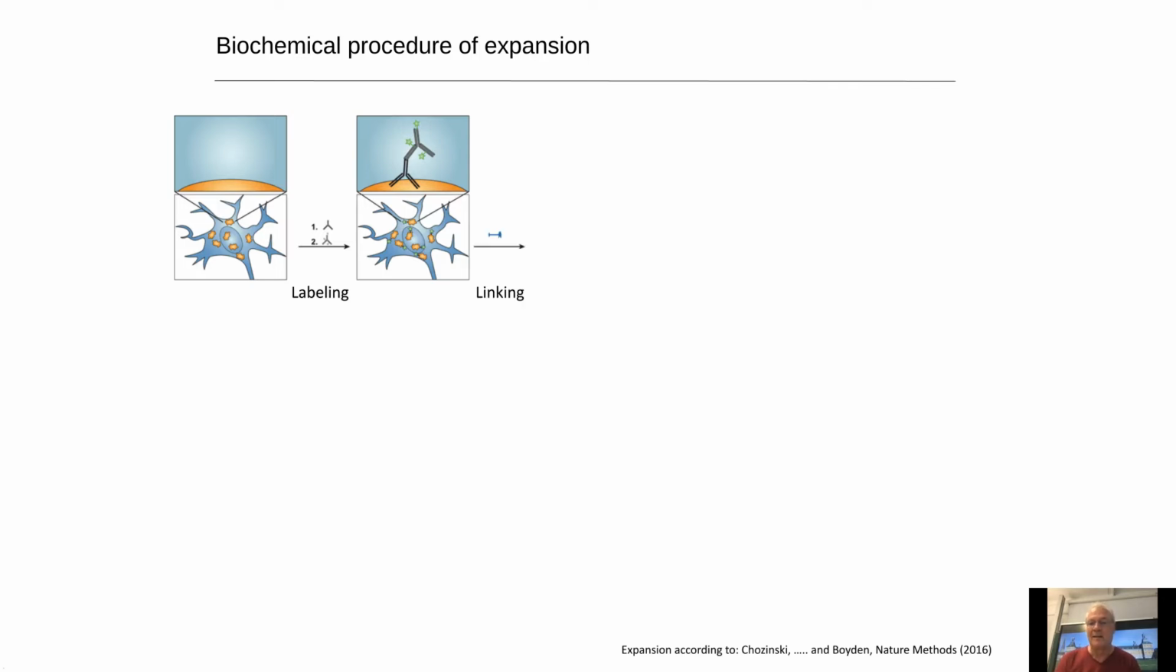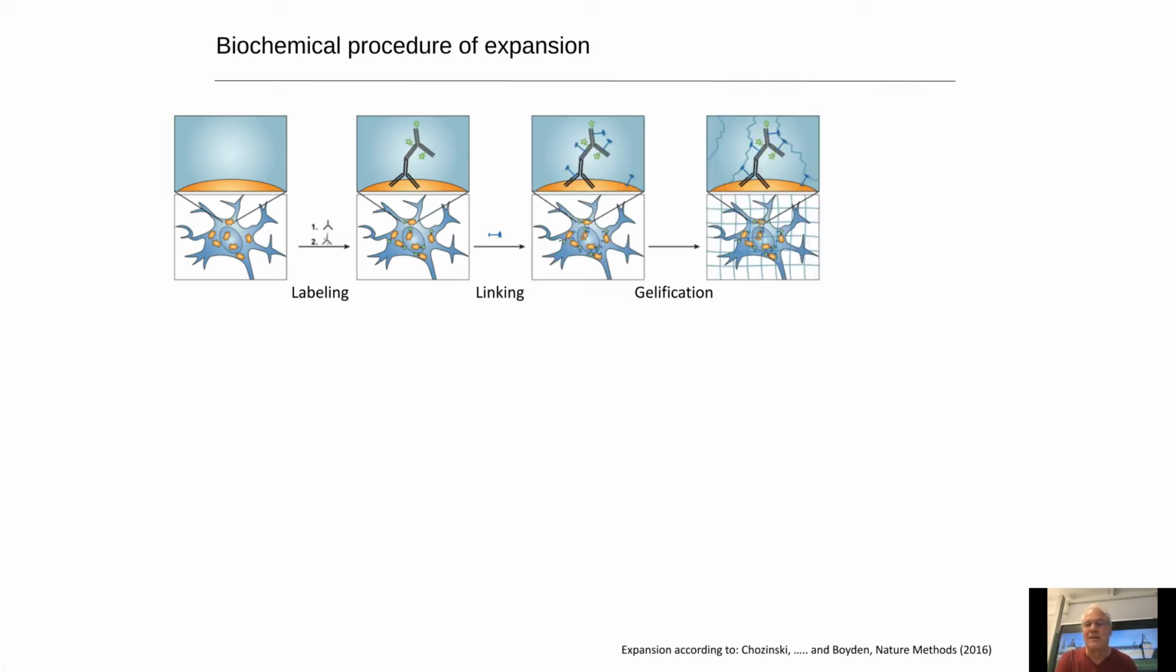The next step is then to link the many chemical residues in these proteins with bifunctional linkers that in the next step can be connected to a gel. So after that linking process, we introduce a polyacrylamide gel into our sample, and the linker connects to the polymers of this gel on one side, and to the proteins on the other side.